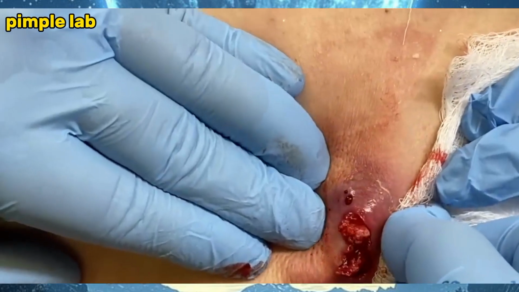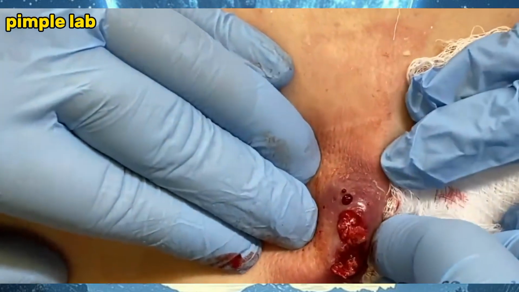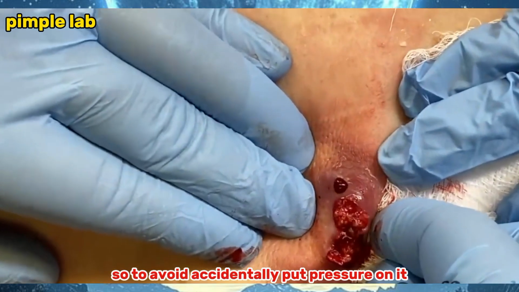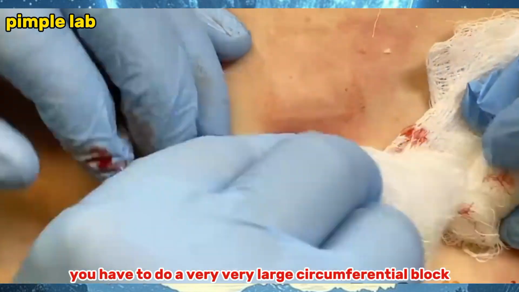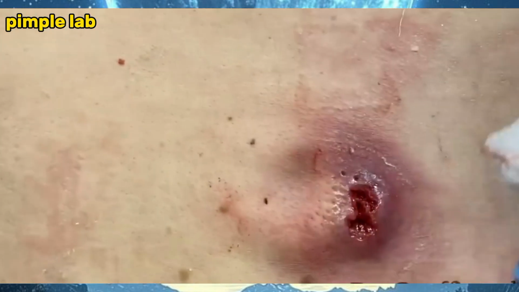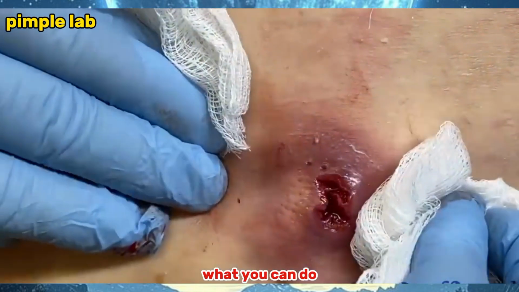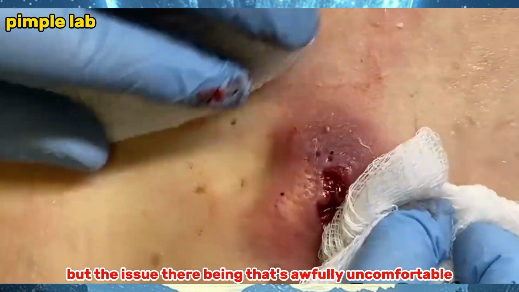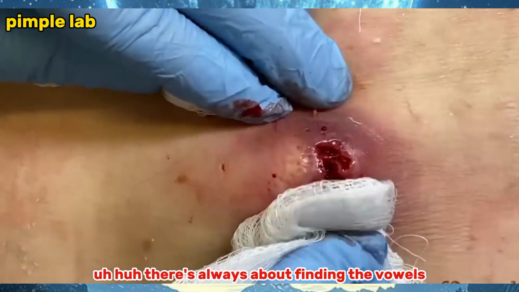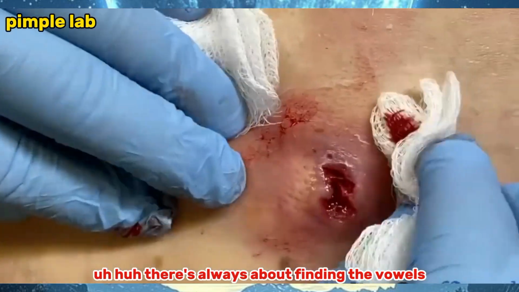Okay. And this is always an issue when you get in. To avoid that, because we're going to put pressure on it, you'd have to do a very, very large circumferential block, which you can do, but the issue there being that's awfully uncomfortable. And it's a different type of discomfort. So it's always about finding the balance as best you can.